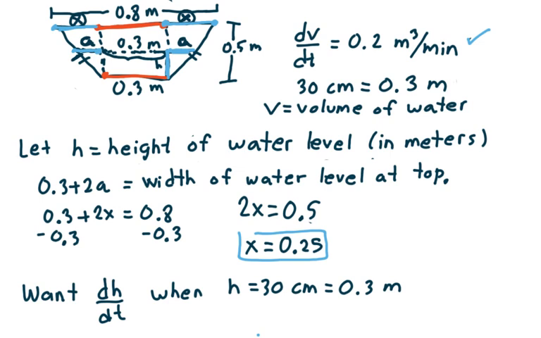Now, if I take 0.3 and I add 2a, that's going to be the width of the water level at the top. 0.3 meters is the width of the water level at the bottom. That's here. Now, 0.8 meters is the width of the cross section of that trapezoid at the top. So that's the topmost width you can have.